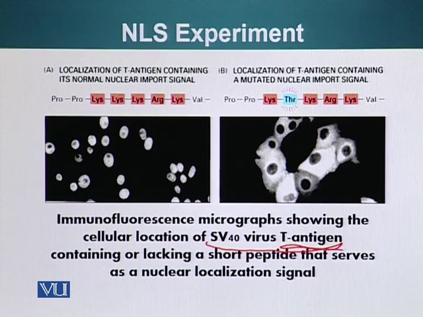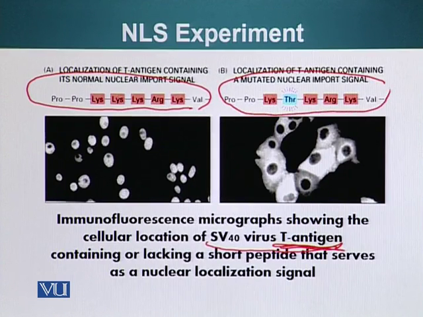This virus has a T antigen, and we have two versions of this antigen. This is the normal version of this antigen. It contains the nuclear import signal, and here is a mutated version of this protein in which one of the lysines has been changed to threonine. You can see the results: when we had the normal T antigen of this virus, it accumulated in the nuclei of the cells because it had the NLS in the normal form.